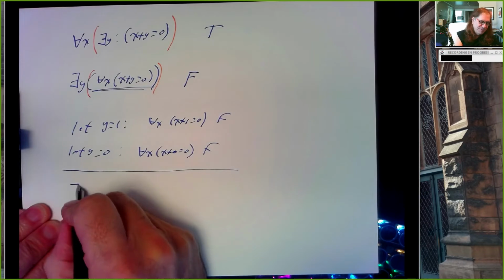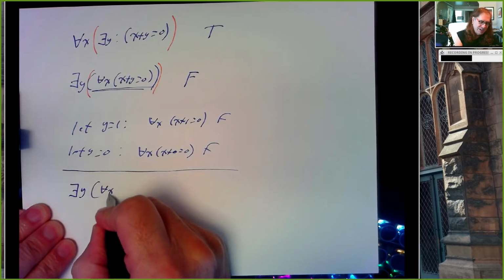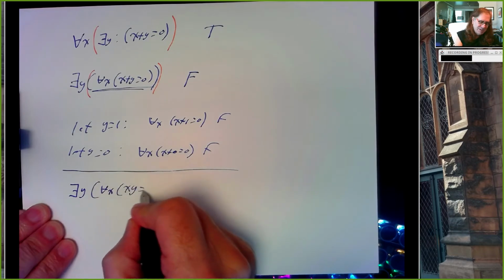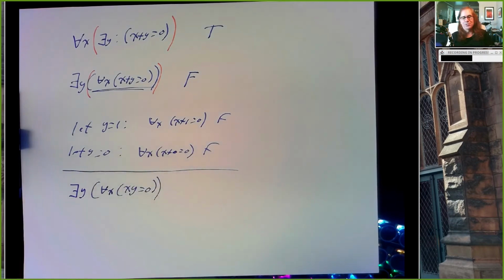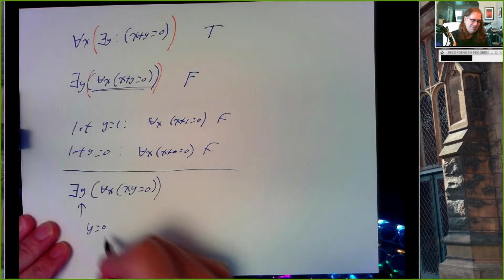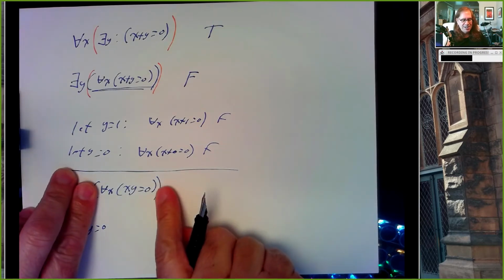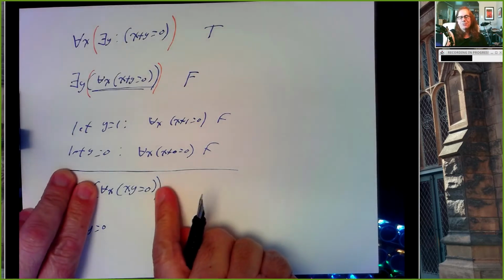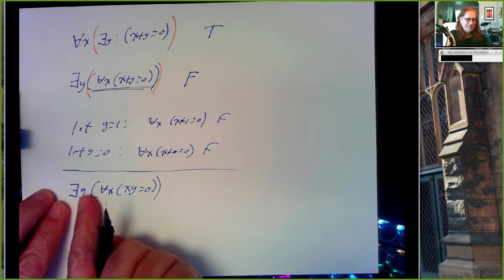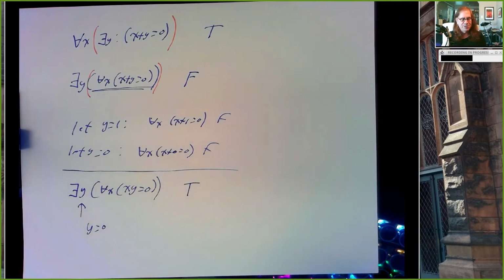Okay. But if we said something like there exists a y such that for all x, x times y is equal to 0, that is true, right? The y which makes this true is y equals 0. And if I pick y equal to 0, this says for all x, x times 0 is equal to 0. Well, that's true. So we found a value of y which makes this true that satisfies the existential quantifier.